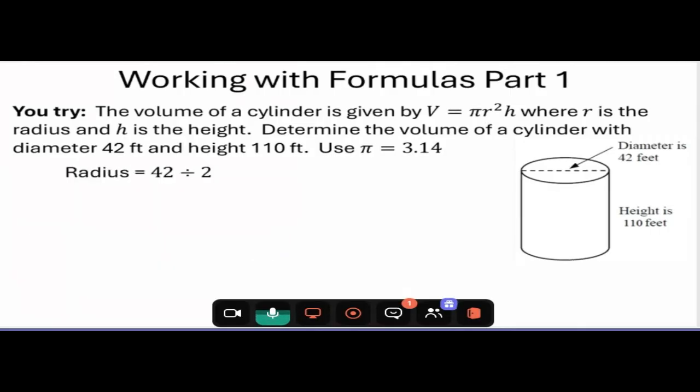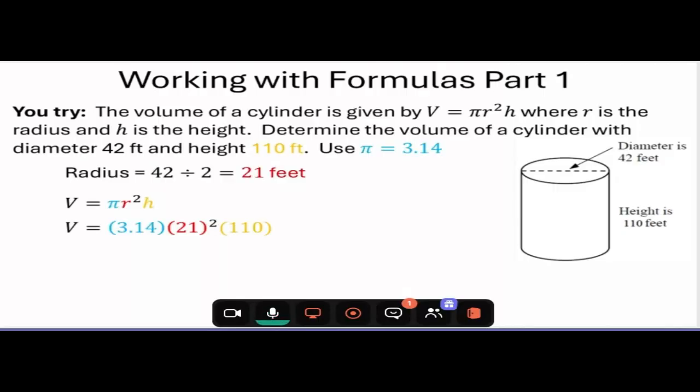So the first thing we notice is that the formula asks for the radius, but we've been given the diameter. So we divide by 2, and we get that the radius is 21 feet. Now we're going to follow our steps. Step 1, I haven't listed the steps this time, but we'll still follow them. We are going to write down the equation, v equals pi r squared h. Step 2, we are going to plug in everything we know. So in blue, pi is 3.14. In red, the radius is 21. And in orange, the height is 110.